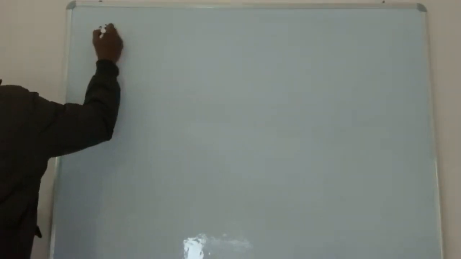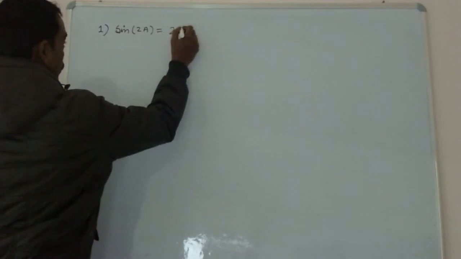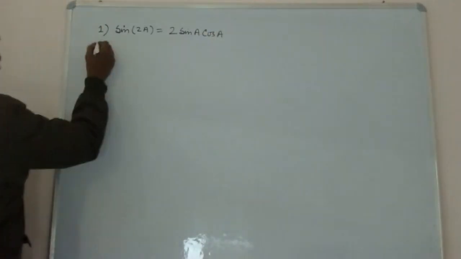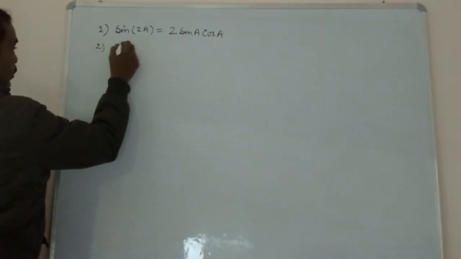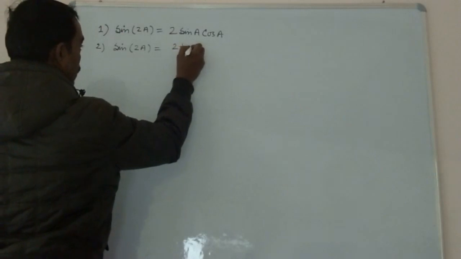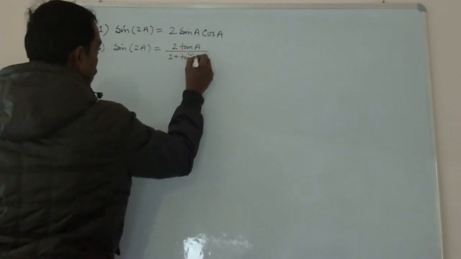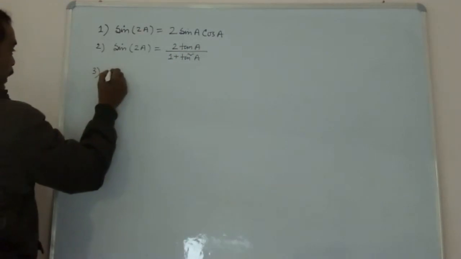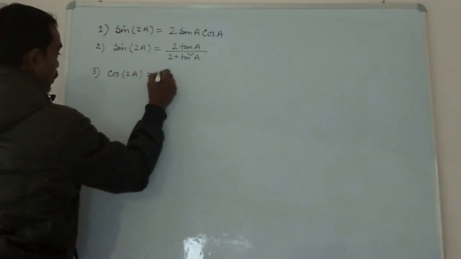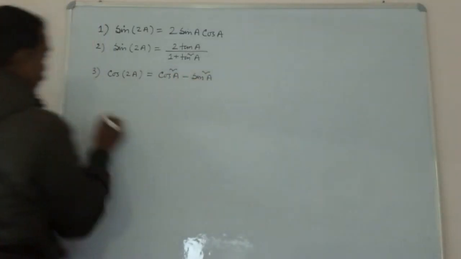Number 1, sin 2A is equal to 2 sin A cos A. Number 2, sin 2A equal to 2 tan A by 1 plus tan square A. Number 3, cos 2A is equal to cos square A minus sin square A.